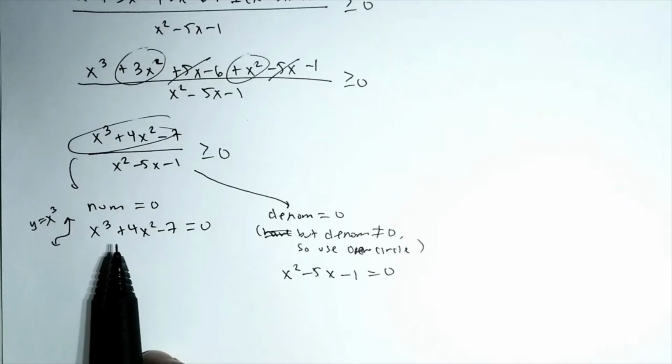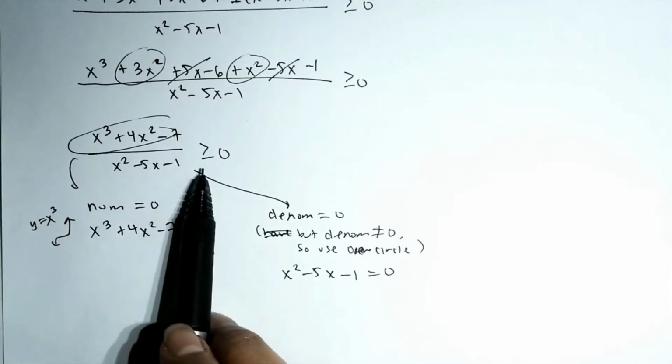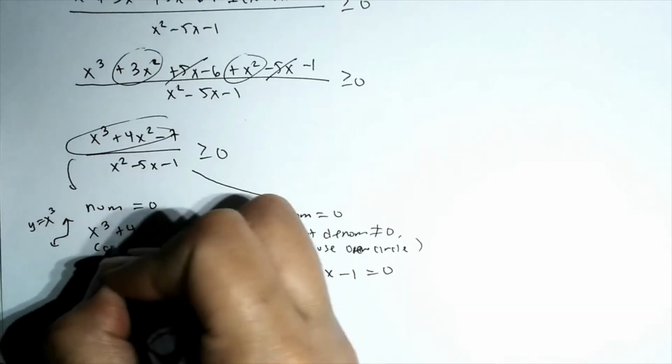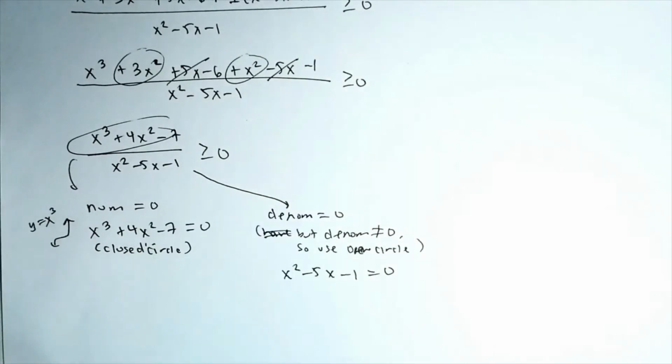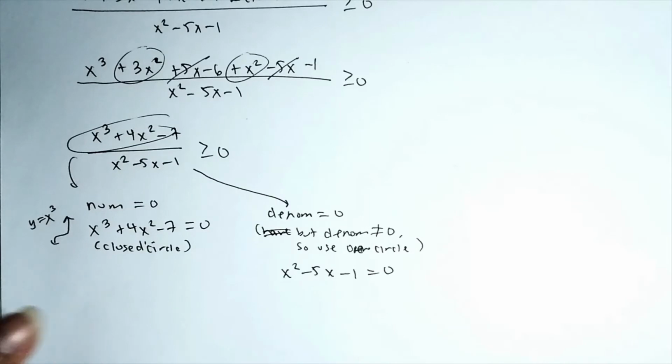Now, are the zeros going to be part of the solution? Yes, because we have the equal to part. So let me just write closed circle. Okay, so I put the dot in the wrong place. Let's go ahead and graph this.